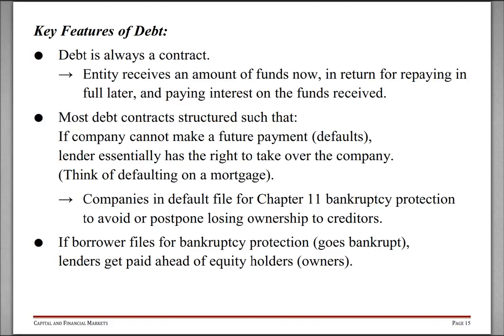Most debt contracts are structured such that if the company can't make a payment, an interest payment or a repayment of principal, the lender essentially has the right to take over the company immediately. Good way to remember this is to think of defaulting on a mortgage. If you default on a mortgage, the bank has the right to take the property away from you. So companies who feel like they're about to be in that boat will run to a judge to get what's called Chapter 11 bankruptcy protection, and they'll say, we're about to be in big trouble, we can't repay some of our debt, our lender is going to take over the company. Please protect us and buy us some time to rework our agreements with our creditors.